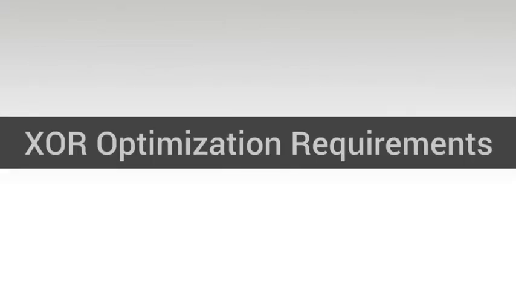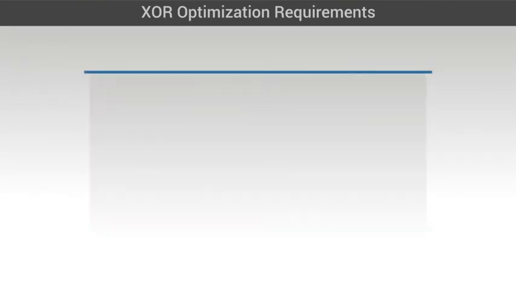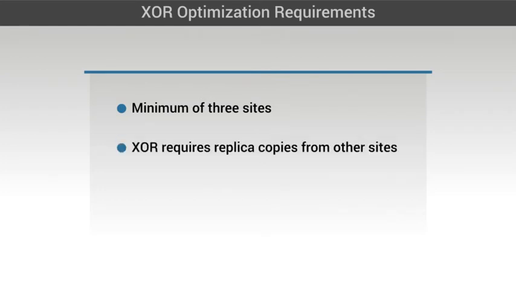In order to benefit from the XOR optimization, you must meet some replication group requirements. First, the replication group must contain a minimum of 3 sites. Second, sites with XOR protection must contain replica copies from all other sites in the replication group. Finally, you must disable the replication group option, Replicate to all sites.